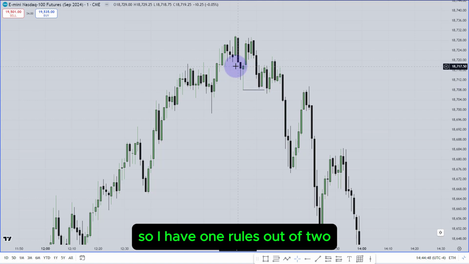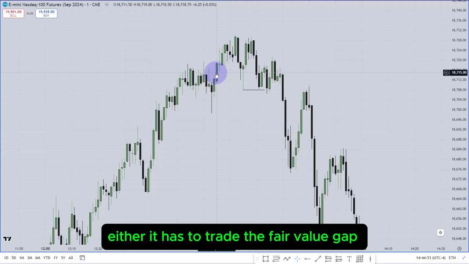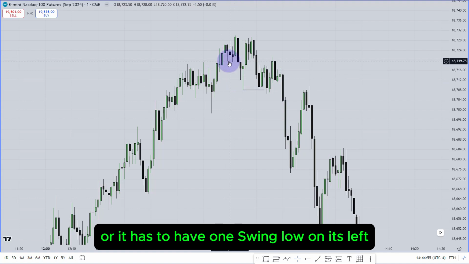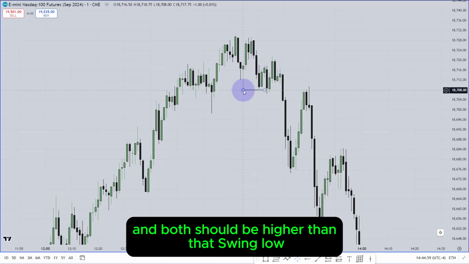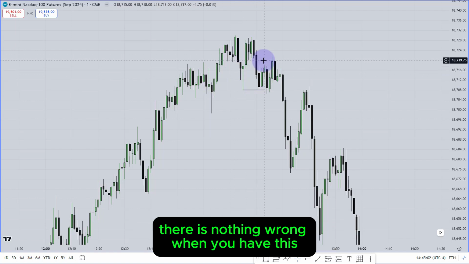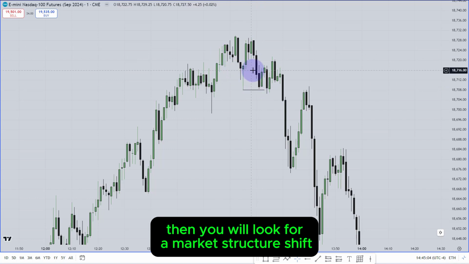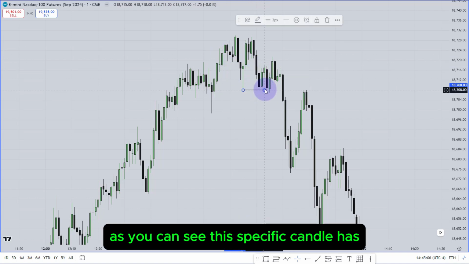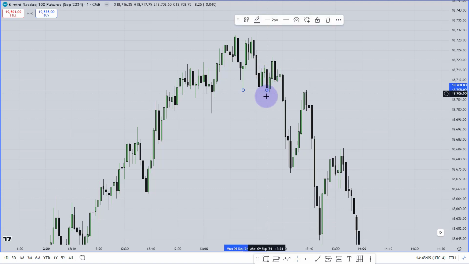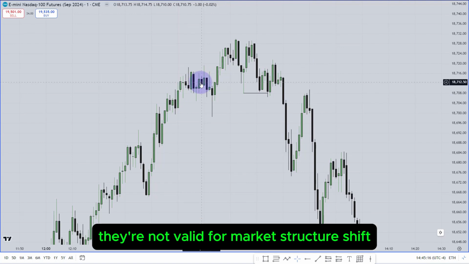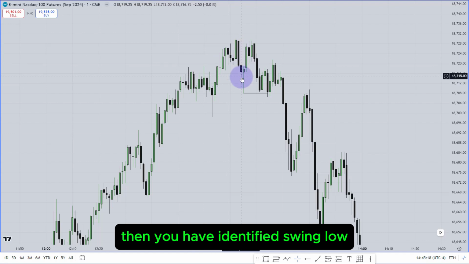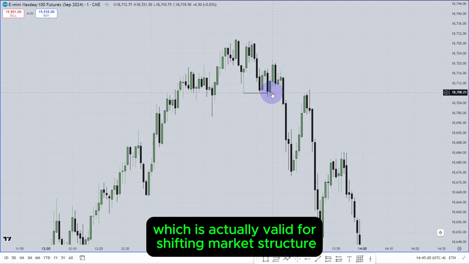So I have one rule out of two. Either it has to trade the fair value gap, or it has to have one swing low on its left, one swing low on its right, and both should be higher than that swing low. Now, if you have both of them, there is nothing wrong. When you have this, then you will look for a market structure shift. As you can see, this specific candle has given me the market structure shift. Now you have already understood sideways candles are not valid for market structure shift. Then you have identified a swing low, which is actually valid for shifting market structure.